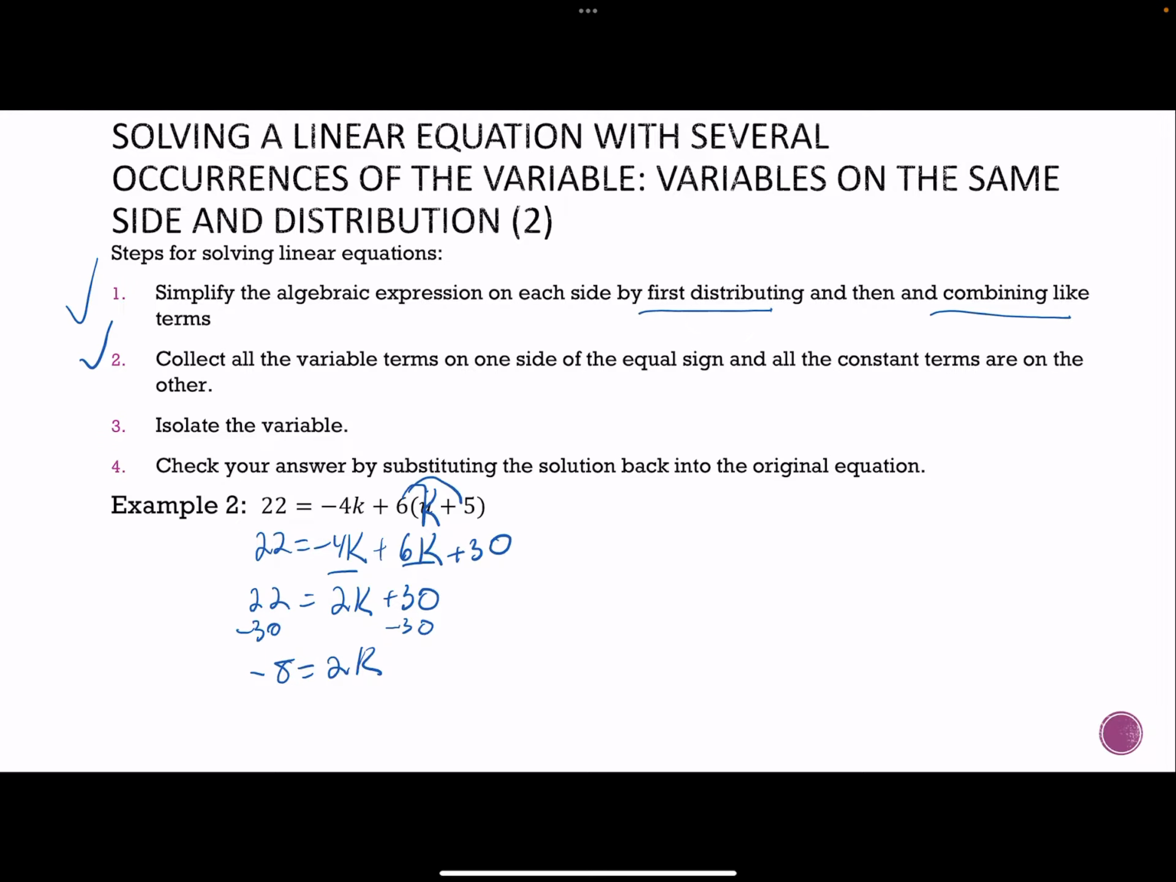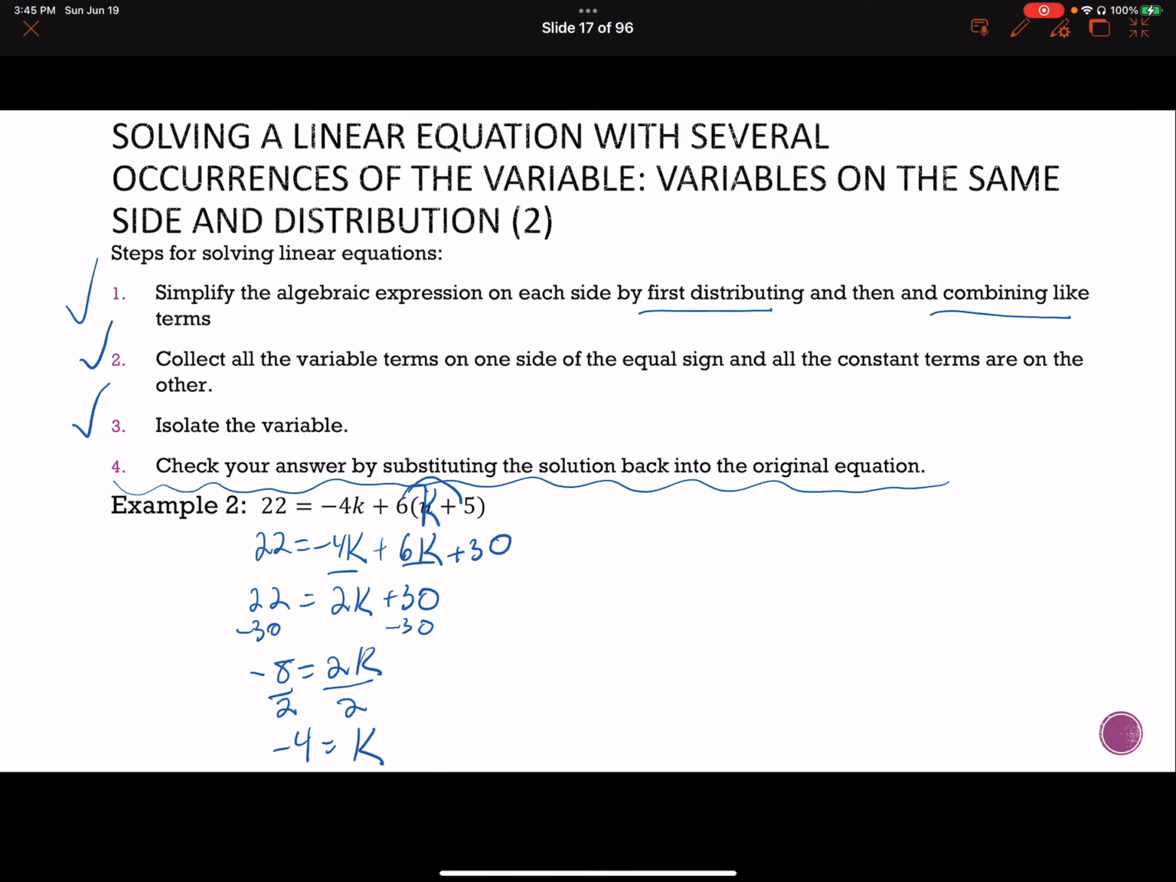Next, we need to isolate our variable. So I'm going to divide both sides by 2. Negative 4 equals k. So we've solved this problem. Again, check your answer if you're feeling unsure or you're working on a quiz or an exam.